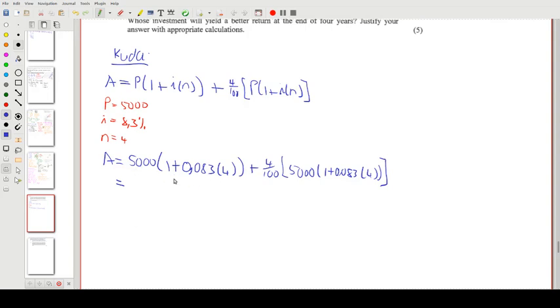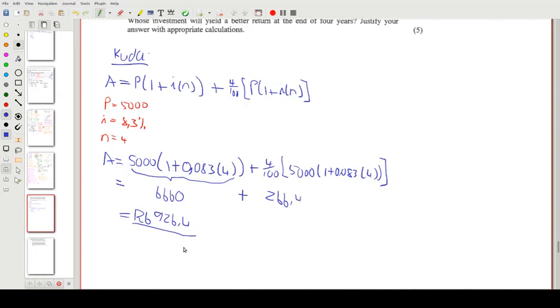Oh, let's do this part first. This part gives us our first part of the answer, which is 6660, plus this part, which gives us 266.4, and we add those together and we get 6926.4. And remember to put your unit signs whenever we write our final answer. So 6926.4. So that is Kuda.